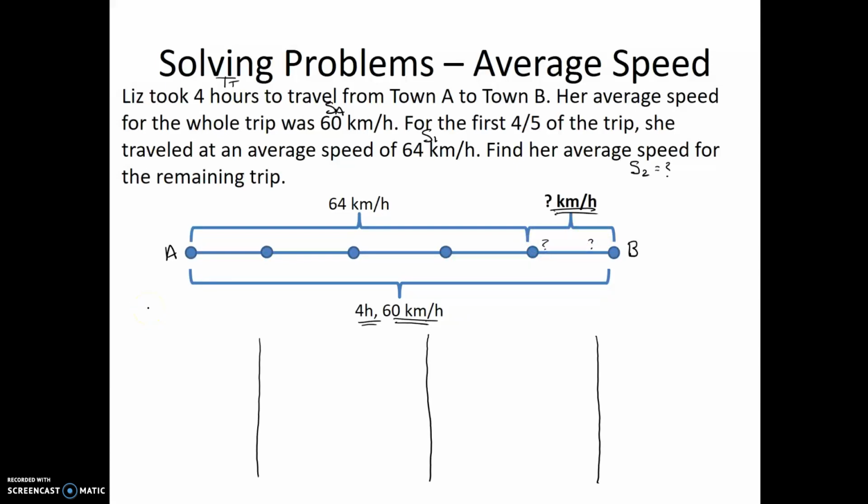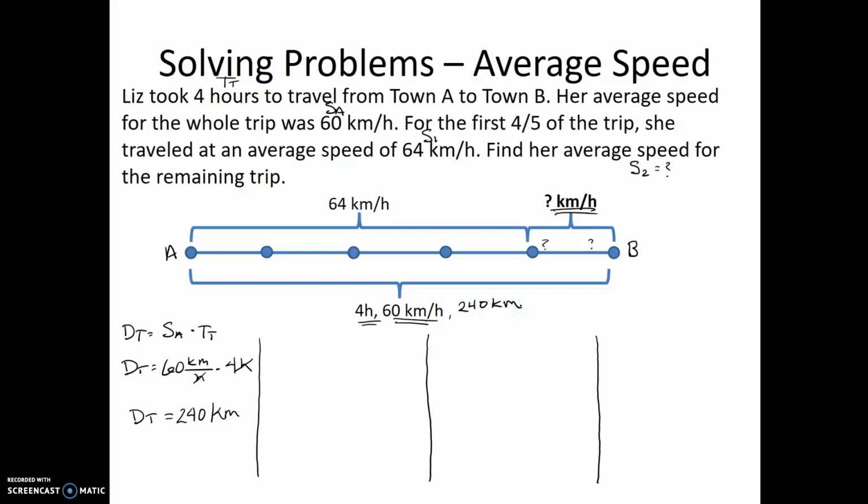So distance total is going to be the average speed times the total time, which, if we look back up here, is 60 kilometers per hour times 4 hours. And 60 times 4, shortcut guys, let's just do 6 times 4, that's 24, and since we actually multiplied 6 tens, we need to add a 0, so 240 kilometers. Okay, I'm also going to mark this on my model.